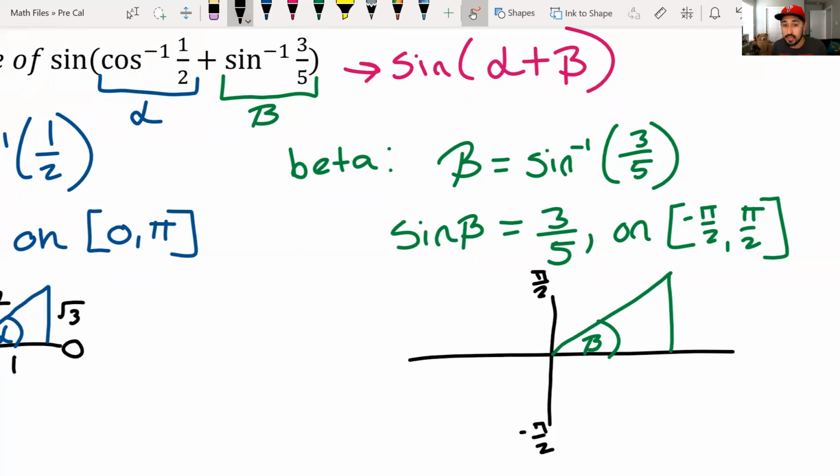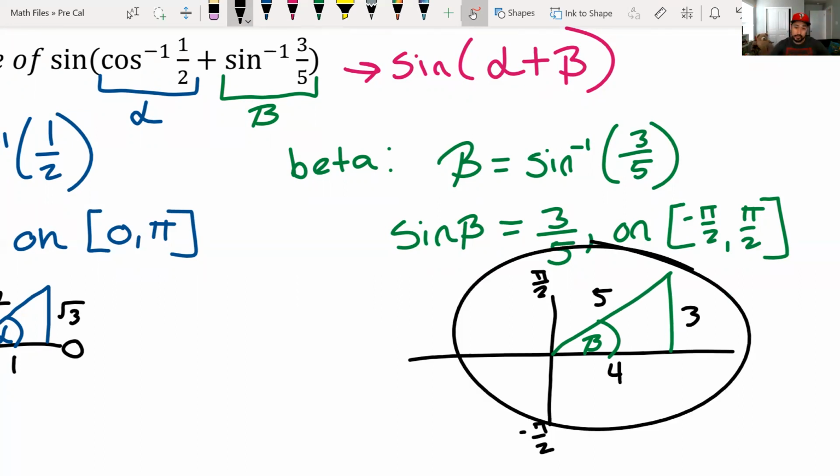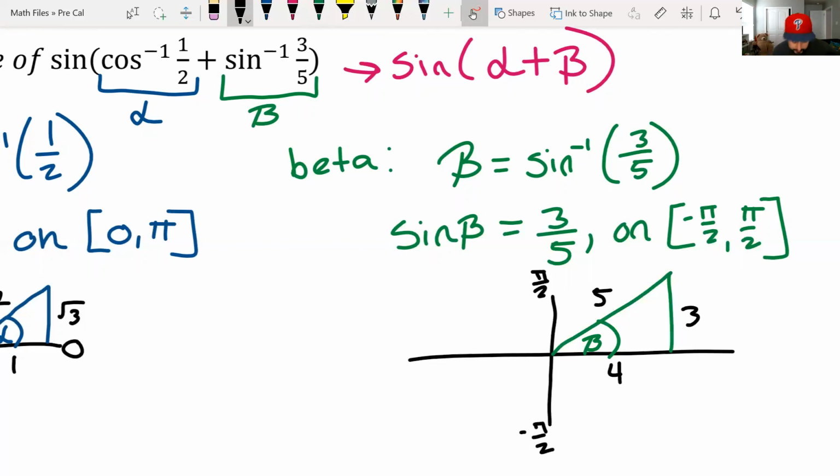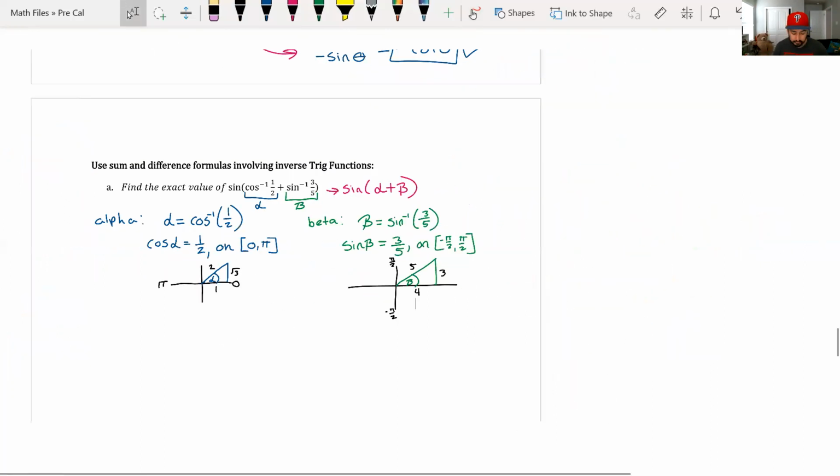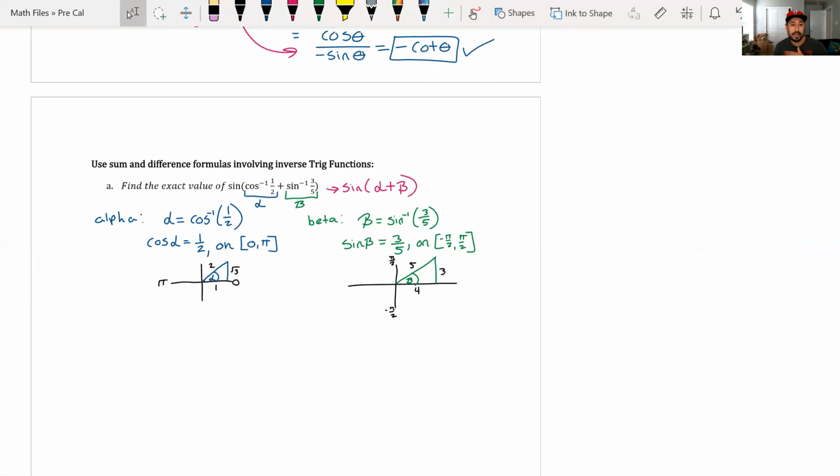Now fill out the pieces of your triangle. Sine of beta is 3/5. Sine is opposite over hypotenuse, so the height must be 3, the hypotenuse must be 5, and the base must be 4. A 3, 4, 5 triangle, right? Now again, beta contains all of this information. So we've made a substitution, right? Alpha has all that information, beta has all that information. Now let's bring our substitution back down. Now cosine inverse is alpha, sine inverse is beta.